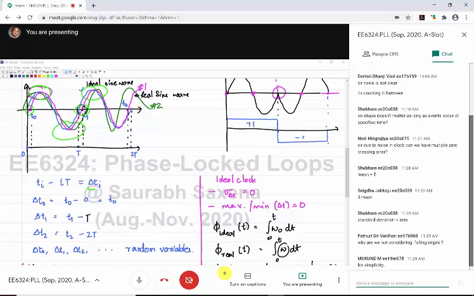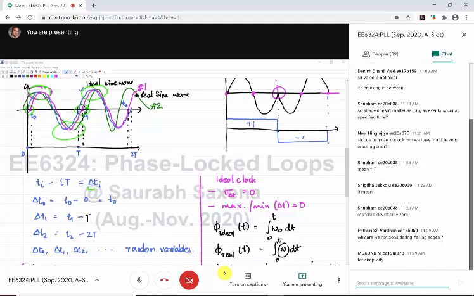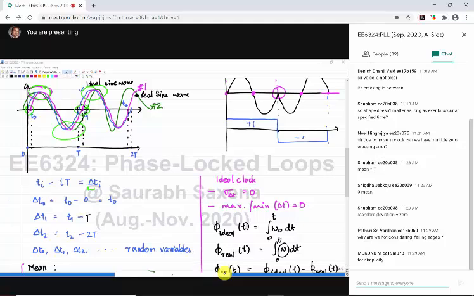I see a couple of questions here. One person is asking, so shape does not matter as long as the event occurs at a specified time. Yes, that is true in many applications, but it may not be true in other applications where the voltage of the signal is doing something back to the system. Okay, so Shubham, is it clear?